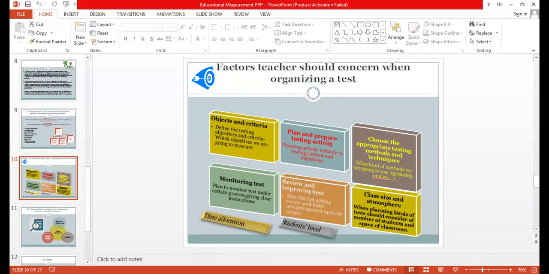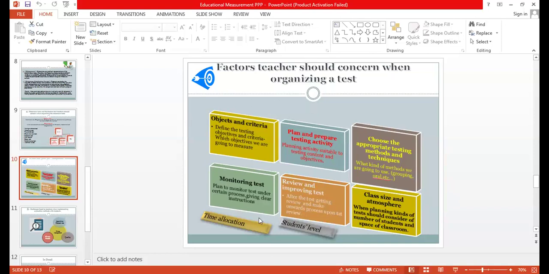Last one is review and improving the test. After the test, we have to take a review of our test. We have to check their level. We have to analyze their marks. Then we can make our own improvement process upon that review.